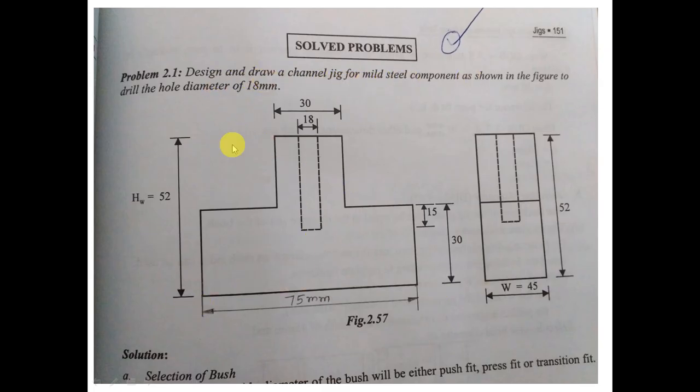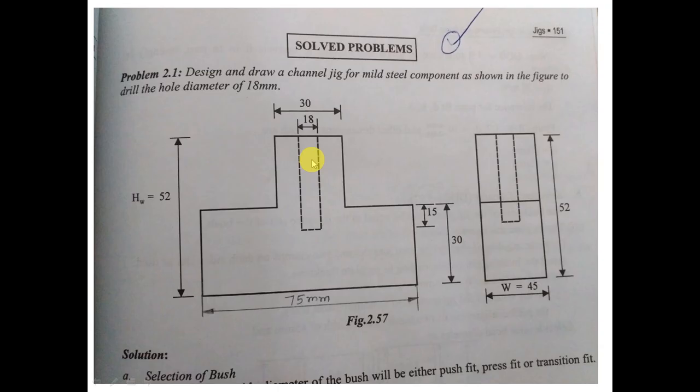So this is the component with its various dimensions. Height is given, length is given. Then you are going to drill a hole with a diameter of 18 mm. So inside the component, we are going to drill a hole with an 18 mm diameter.